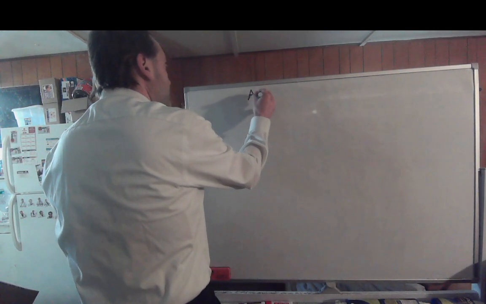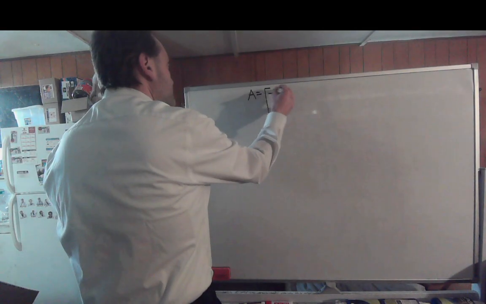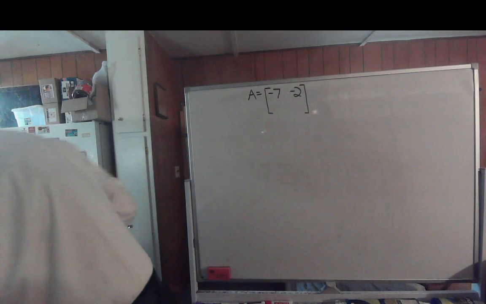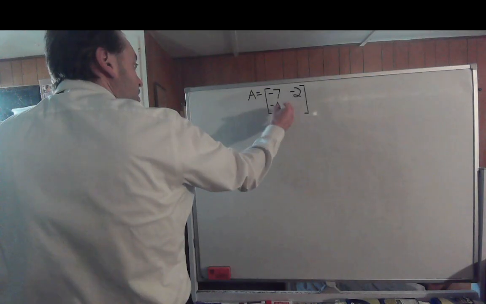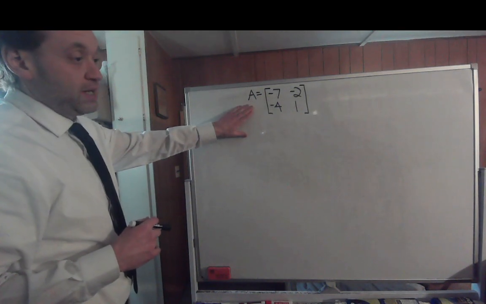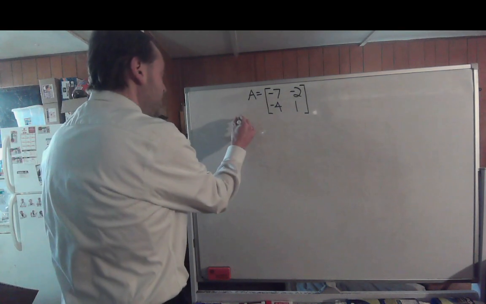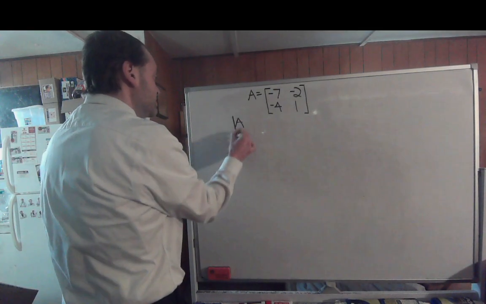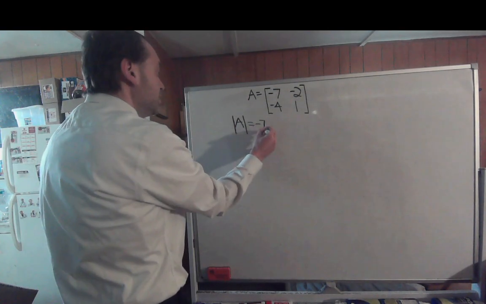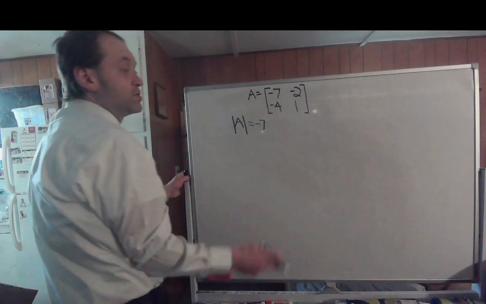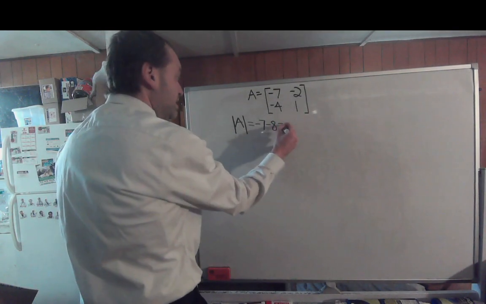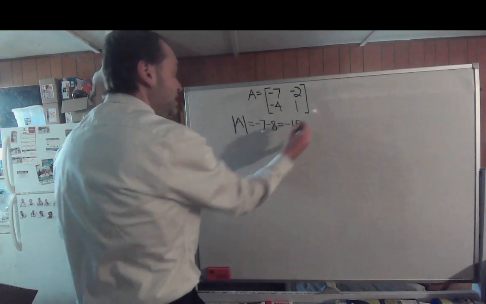A, that matrix is going to be -7, -2, and then we had -4 and +1. So there's our original matrix. First, let's find the determinant of A. So that determinant is going to be, of course, -7 times 1 is -7. Minus -2 turns into +2 times -4, that'd be -8. So the determinant of A is equal to -15.